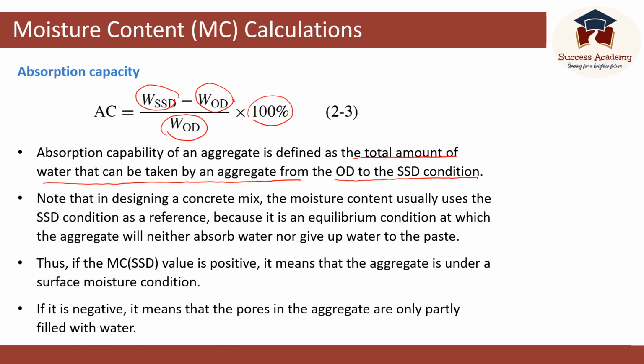In designing a concrete mix, the moisture content usually uses the saturated surface dry condition as the reference because it is an equilibrium condition at which the aggregate will neither absorb nor give up water to the paste. If the surface saturated dry moisture content value is positive, it means that the aggregate is under the surface moisture condition. If it is negative, it means that the pores in the aggregates are only partially filled with water.